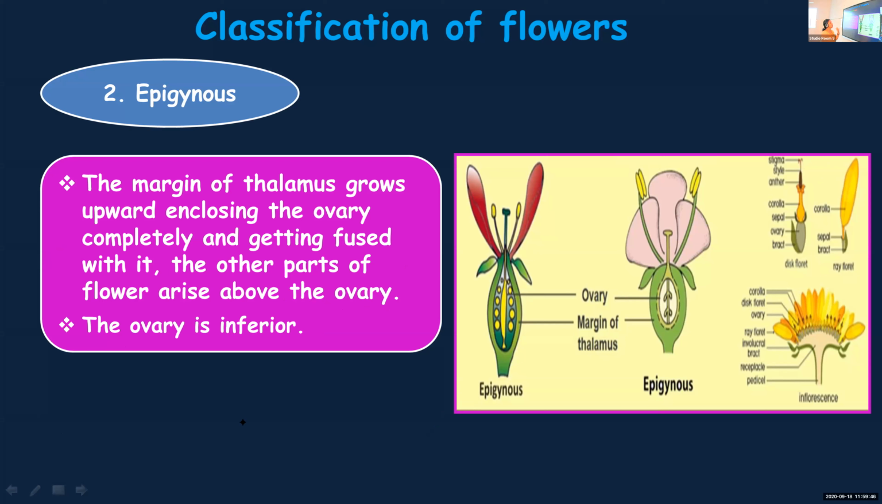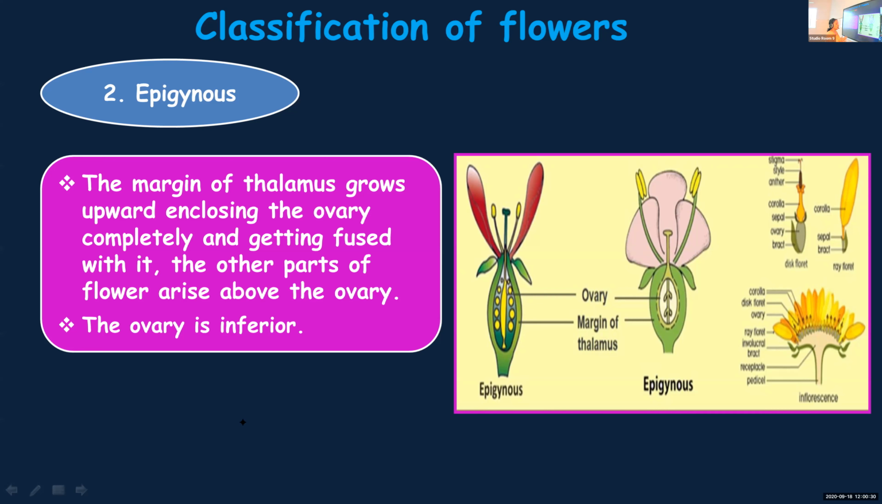Here, the margin of the thalamus will be growing upward. You can compare with the figure given. The margin of the thalamus grows upward and it encloses the ovary completely and it gets even fused with it. And all the other parts will be above the ovary. Once again, children, sometimes just a figure will be given and you will be asked to identify the type of the flower and comment on it. So just by seeing the figure given, you should be able to identify what type of flower it is.